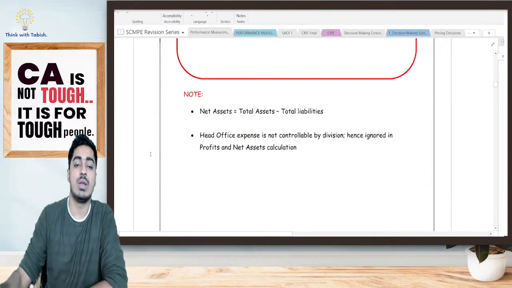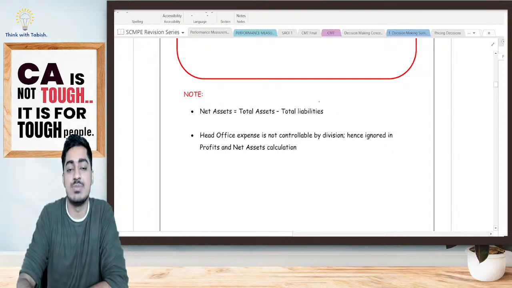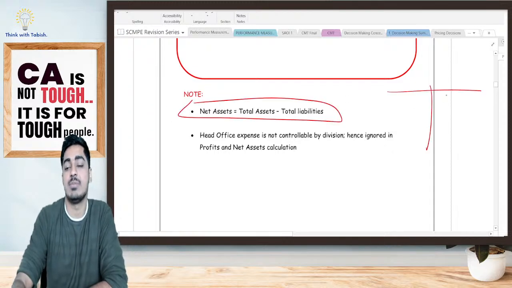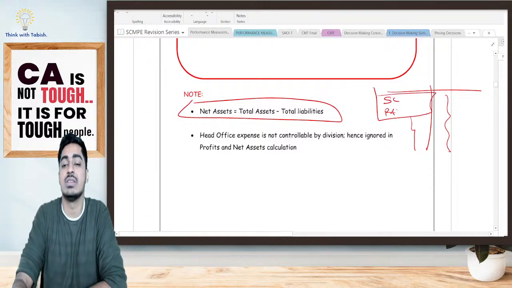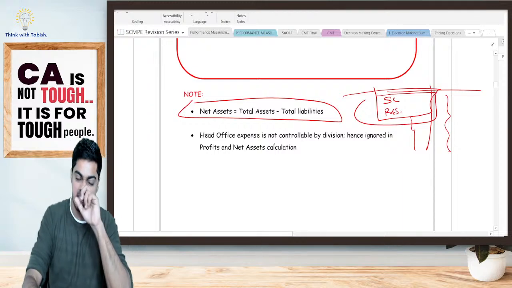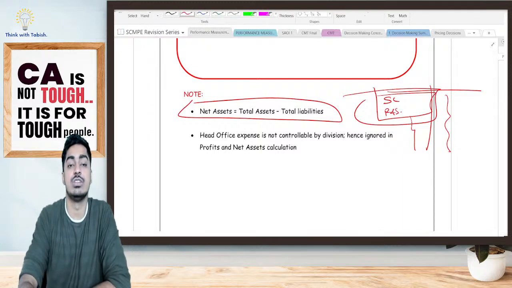Now, one main thing, net assets. What is my net asset, students? I'm having my total assets minus total liabilities, which will be equal to my net asset. That is nothing but my share capital, reserves and surplus. Is it clear? One very important thing, students.